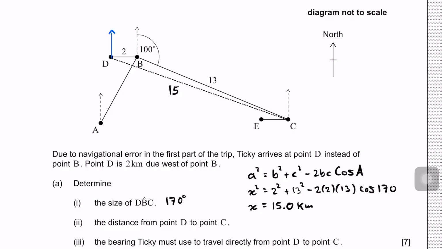Now we have a triangle, and we know what this is as well, 170 degrees. So now we have a triangle, we know all 3 side lengths and an angle, which means that we can find out anything else we want about this triangle.